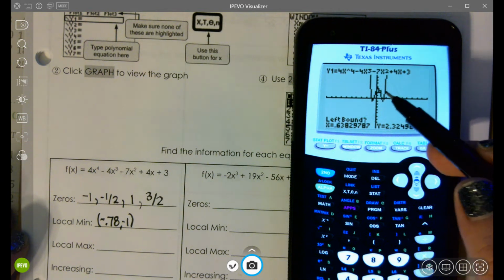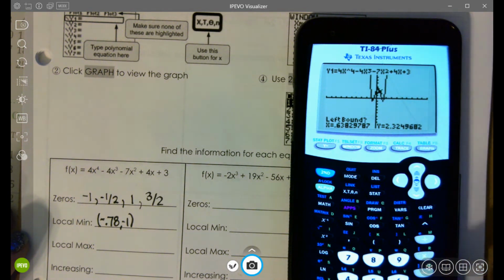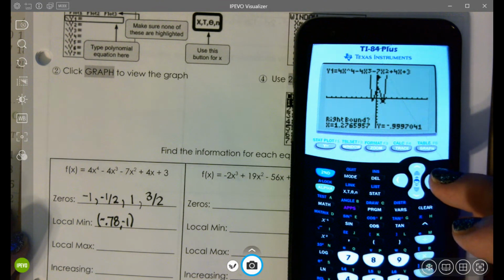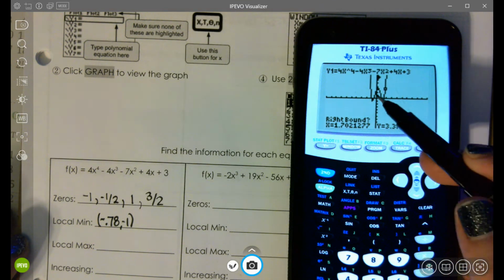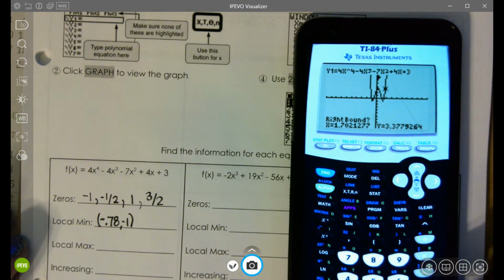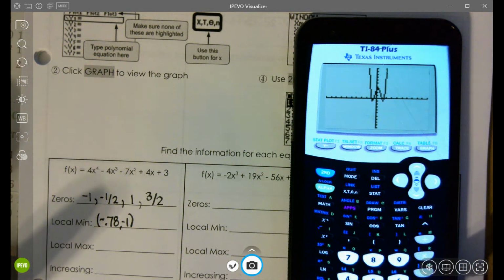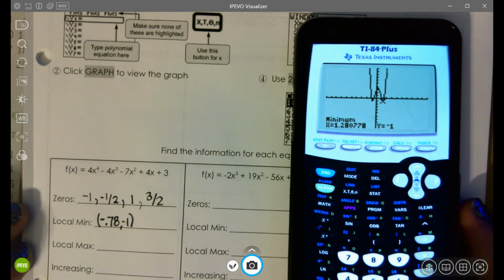Okay, so now I'm somewhere in the area of this one, but I'm just to the left of it, so I'm going to hit enter. And then I'm going to go to the right. My y values are going down. I'm going to keep going until they start going back up again. Like that. A little bit too far. Okay, so now I'm on the other side of it. And I'm going to hit enter twice. Because you don't actually have to guess. 1.28, negative 1.